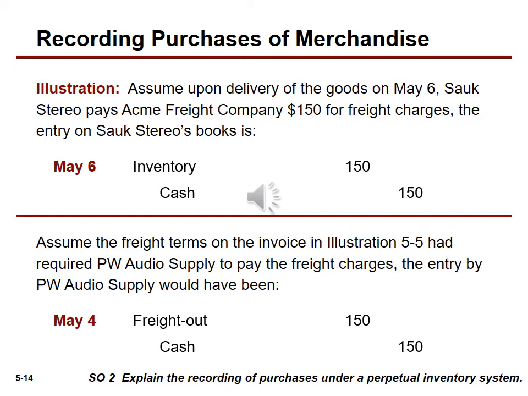And the other scenario, if we assume that the freight terms on the invoice in illustration 5-5 in our previous example had required PW Audio Supply, which is the supplier in our case, to pay the freight charges. So basically, the terms of sale in this case is FOB destination. In that case, the entry by PW Audio Supply would have been freight out to cash. Freight out, of course, being an expense account. So they're going to increase their expenses for the shipping and decrease their cash account.